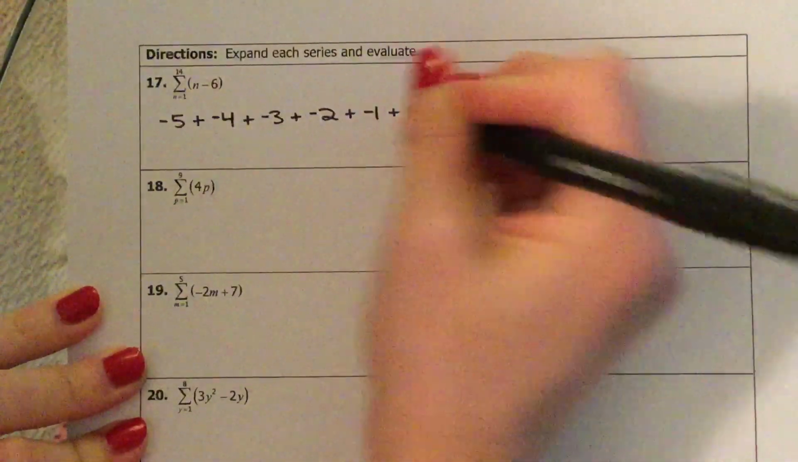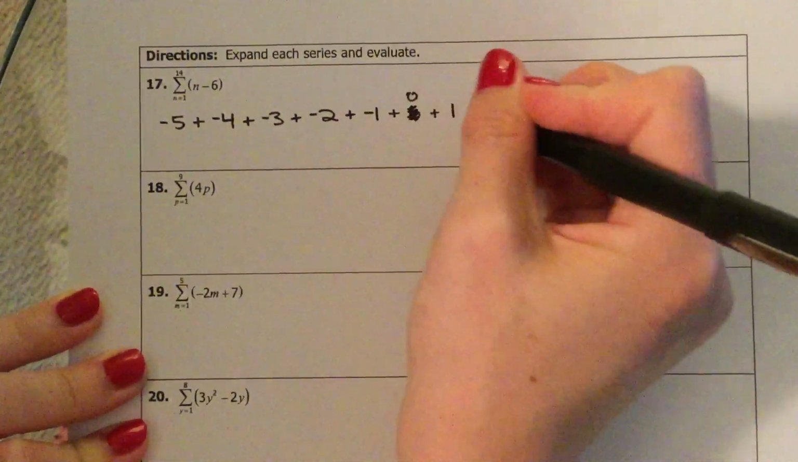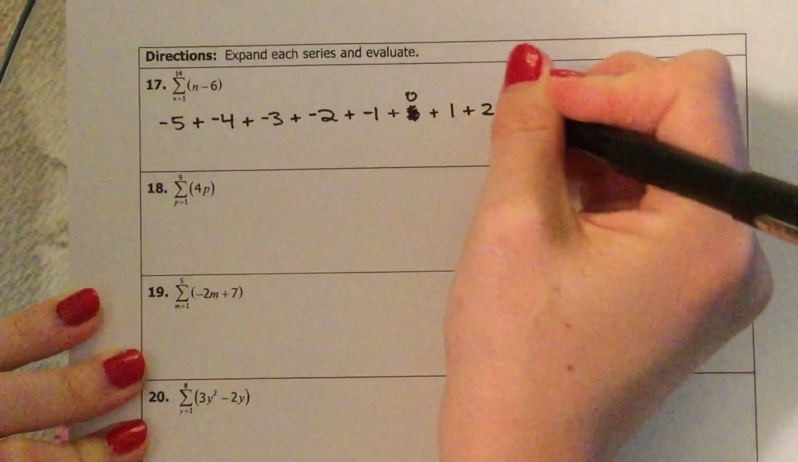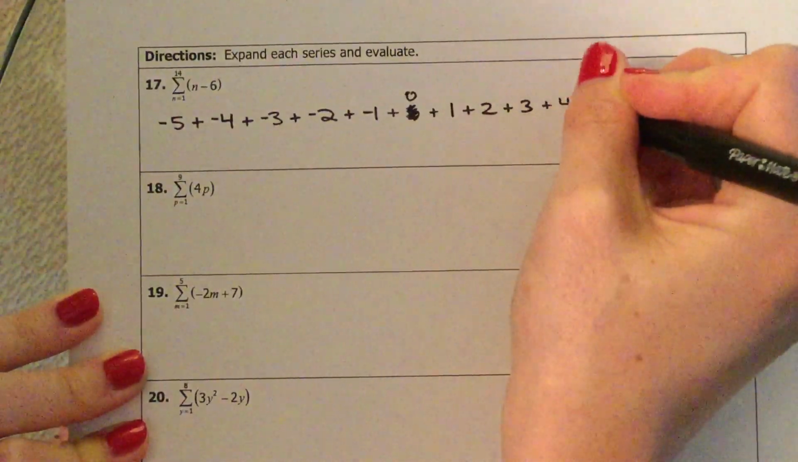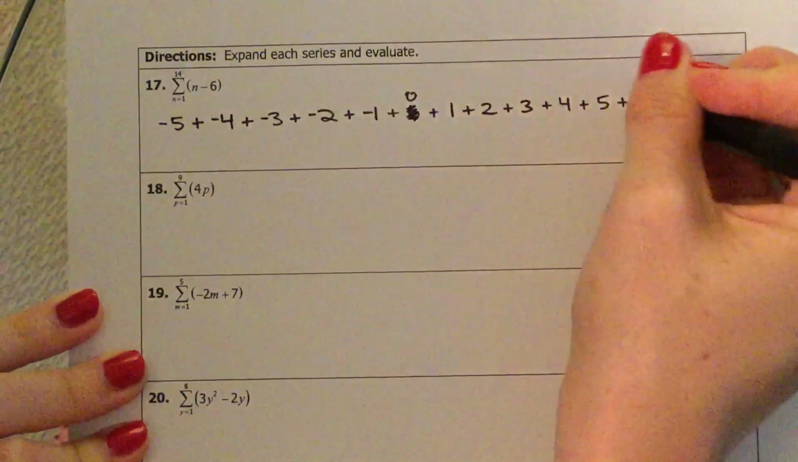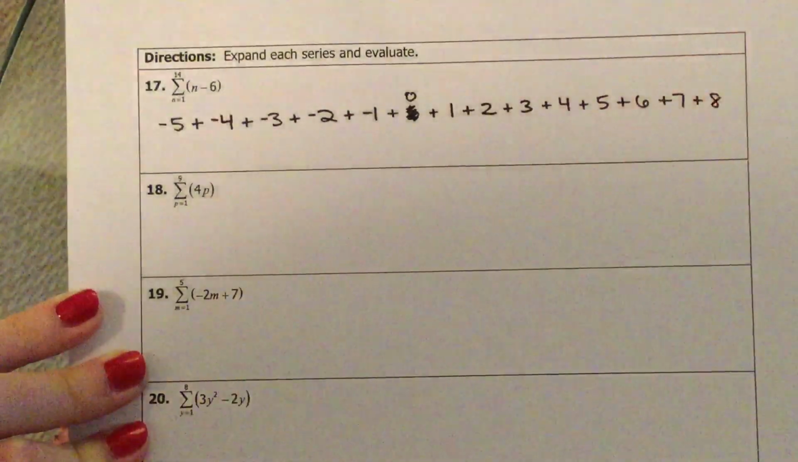Oops, sorry, I said 6 so many times that I wrote that down. 6 - 6 plus 7 - 6 plus 8 - 6 plus 9 - 6 plus 10 - 6 plus 11 - 6 plus 12 - 6 plus 13 - 6 plus 14 - 6.